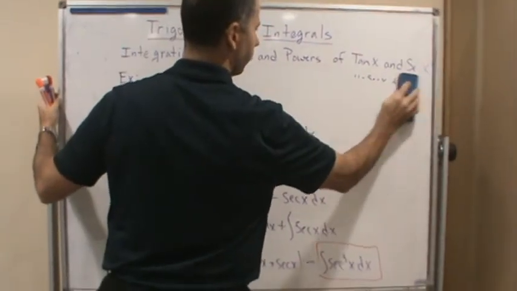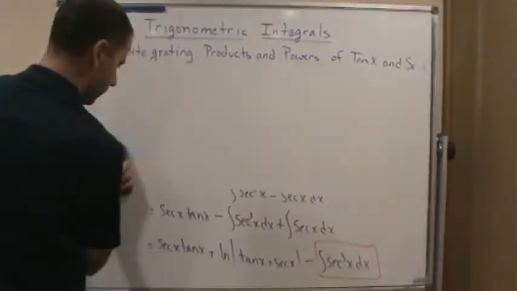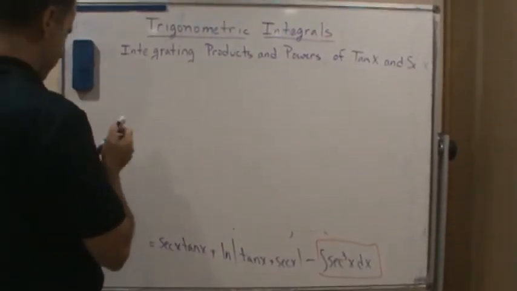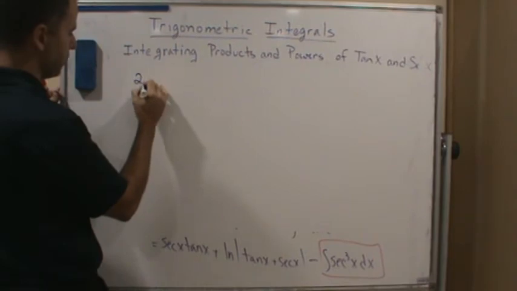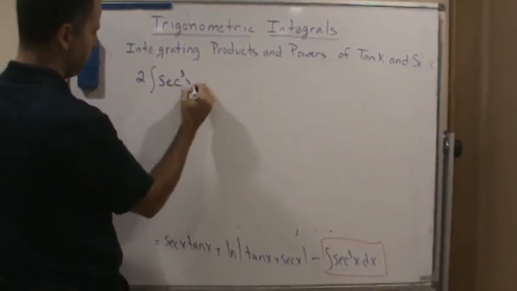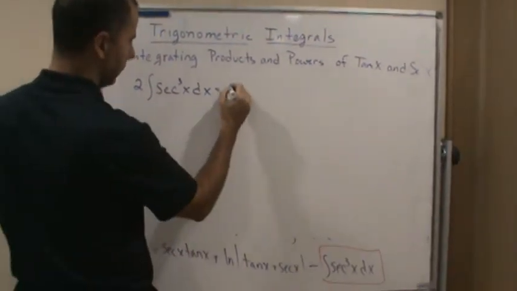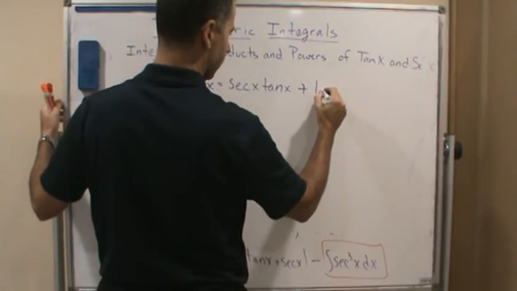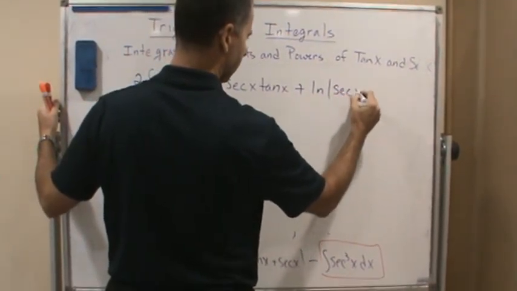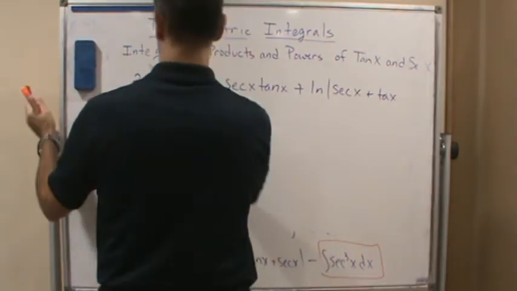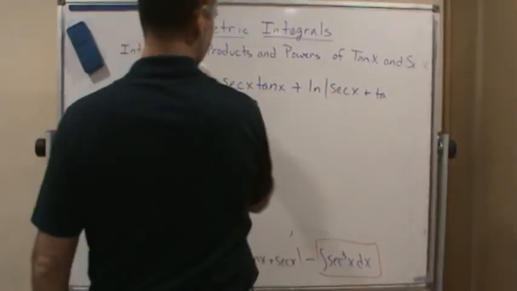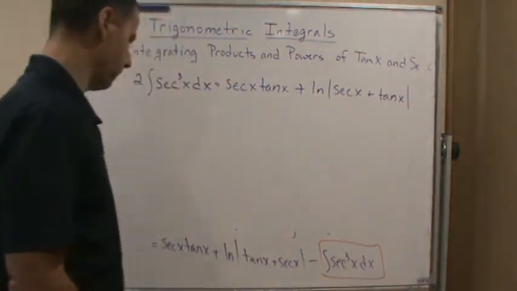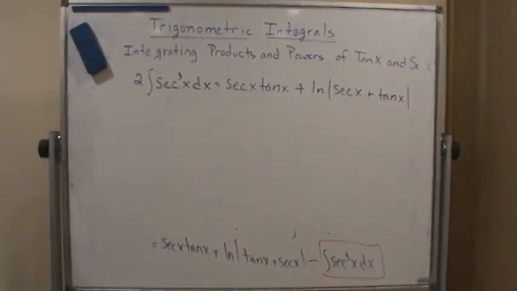So let's rewrite that. Okay? So what you're going to do is when you add that to both sides, you're going to get 2 times the integral of secant cubed x dx is equal to secant x tangent x plus the natural log of the absolute value of secant x plus tangent x. Okay, like so. So far, so good, right?